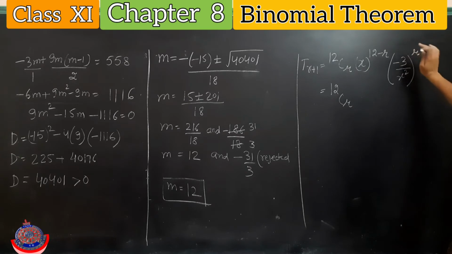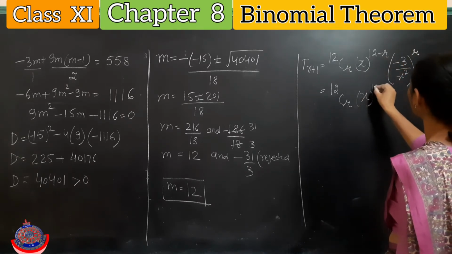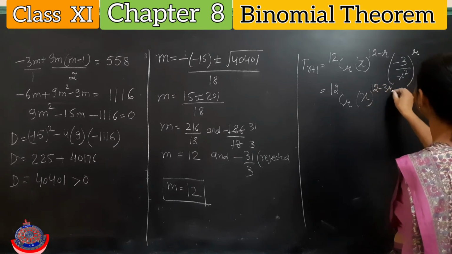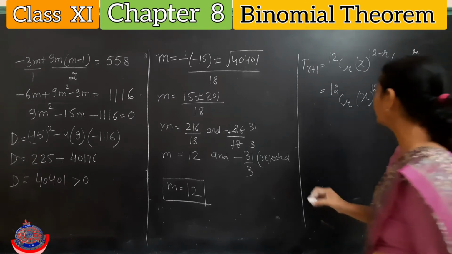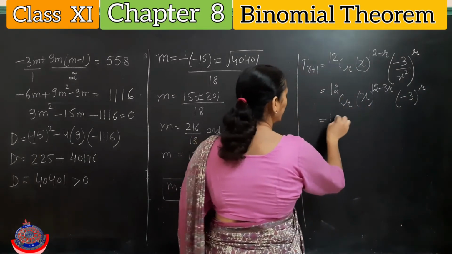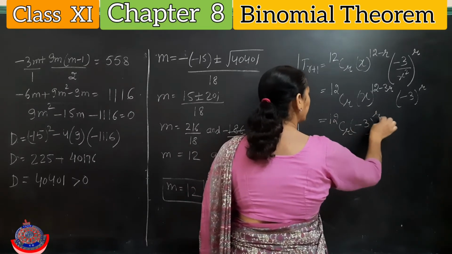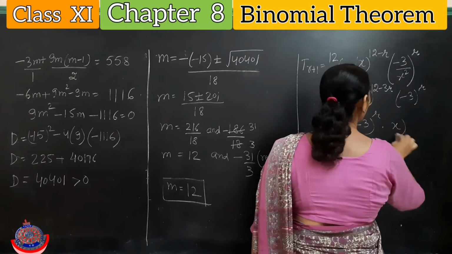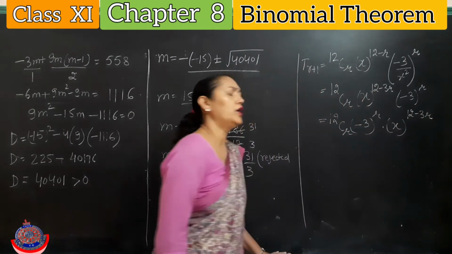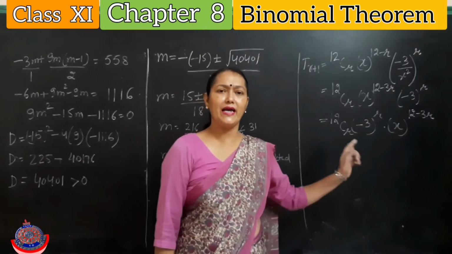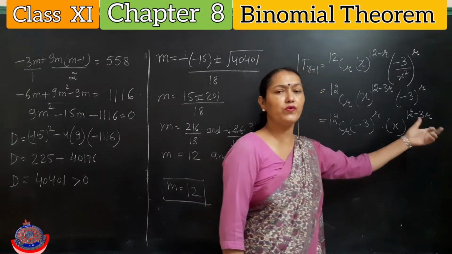Combining with this, we will be having x power 12 minus 3r and minus 3r. We have obtained 12Cr (minus 3)^r, and x is having power 12 minus 3r. Now according to the question, we should have x power 3. That means in place of this 12 minus 3r, we want to have 3.